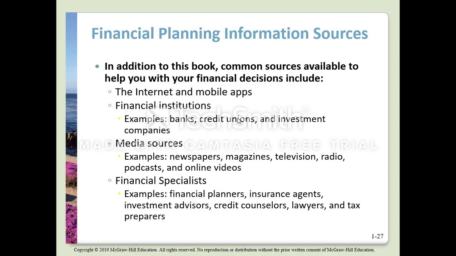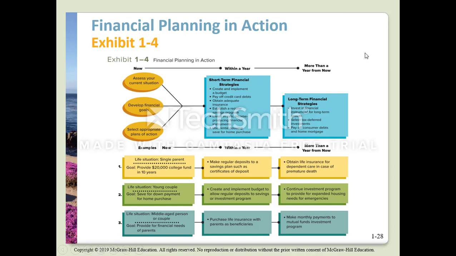So, financial planning information sources. In addition to, it says this book, but we're not using a book, we're using packets. In addition to these packets, common sources available to help you with financial decisions include the internet and mobile apps. There's all kinds of budgeting apps out there, or bill paying apps. Media sources: newspapers, magazines, videos. I mean, YouTube has a million videos. Financial specialists, financial planners. I have a financial planner that I meet with a couple times a year, and we discuss the plan. It usually doesn't cost anything to meet with a financial planner the first time. And all of these things that we talked about are included in this financial planning and action flow chart or table that I'd like you to take a look at.